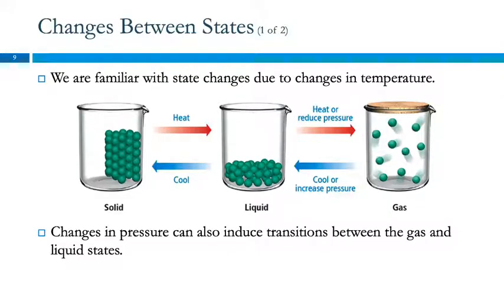We can, of course, get changes between states, and we're familiar with many of these with regards to temperature. If you take a solid such as ice and you heat it up, it will melt and become a liquid. You take the liquid and you heat it up and it will boil and become a gas, right? You can also cause a liquid to turn into a gas by reducing the pressure above it. That's less obvious. If we take this gas and cool it down, we can cause it to condense into a liquid. We can also cause the gas to condense by putting a lot of pressure on it. We take a liquid and we cool it and we get a solid.